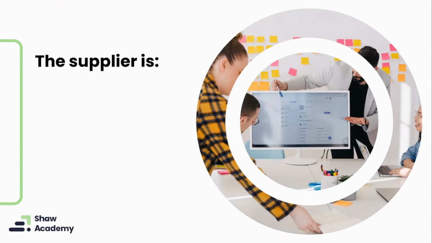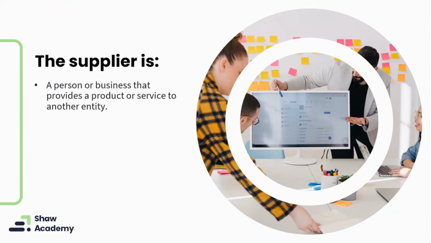So what is the supplier then? A supplier is a person or a business that provides a product or service to another entity. So a supplier will supply us product as the interior designer. The role of the supplier in business is to provide high quality products for manufacture at a good price, and this would be supplied to the distributor or retailer for resale.